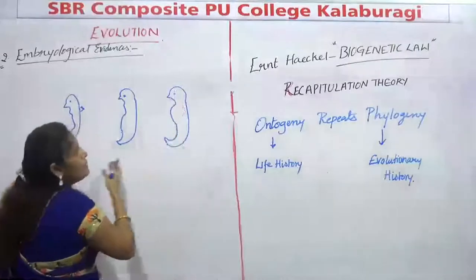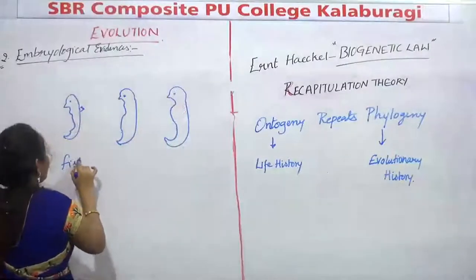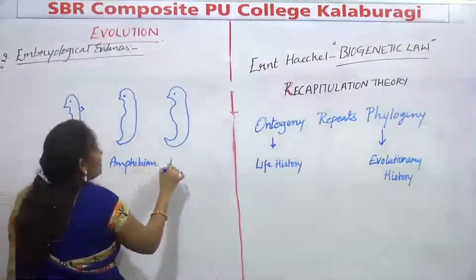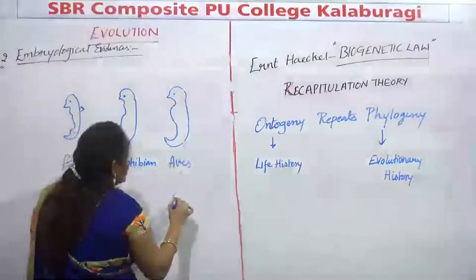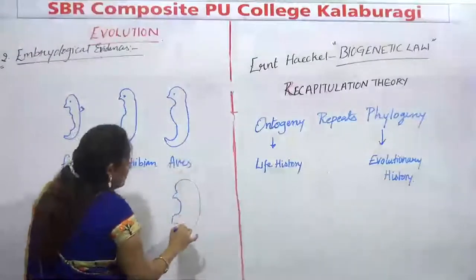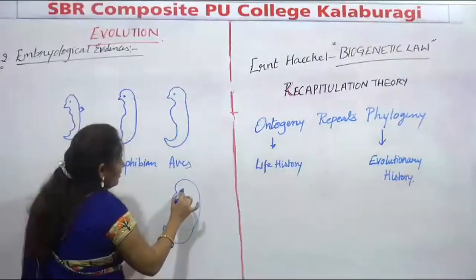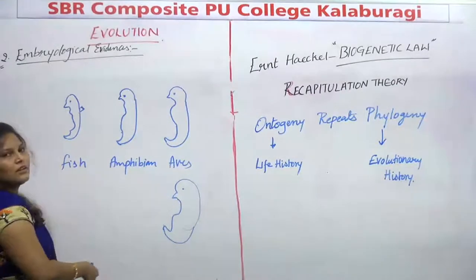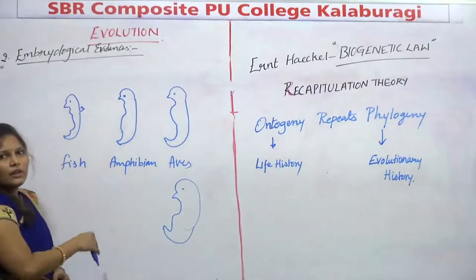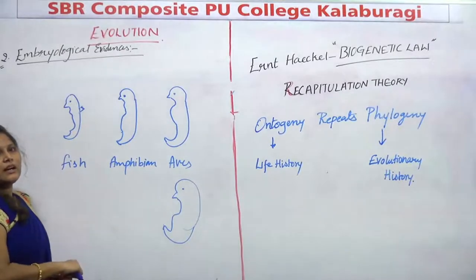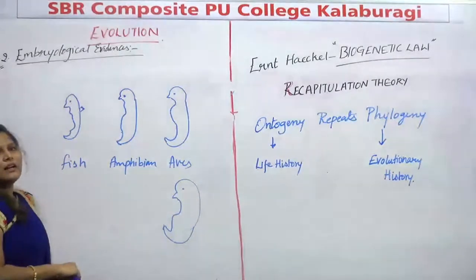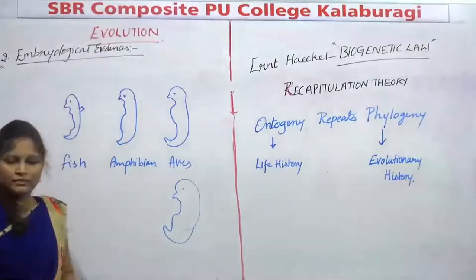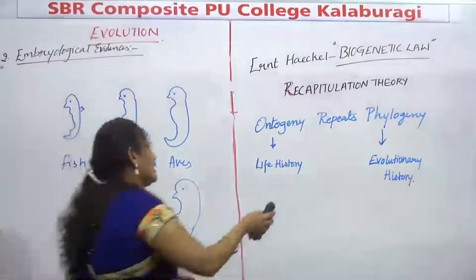Okay? The embryo, if you observe, even in case of fish or amphibian or apes or even in case of human beings also, the shape of the fetus or the embryo is the same. If you look at these embryos of different vertebrates, it indicates that we all are having a common ancestor. Okay, these are all embryological evidences.